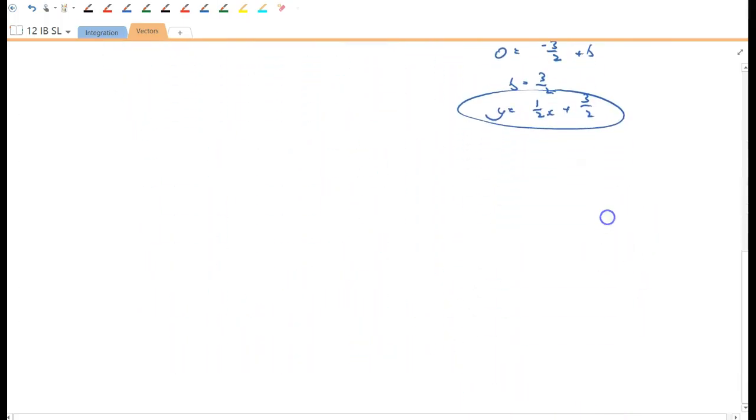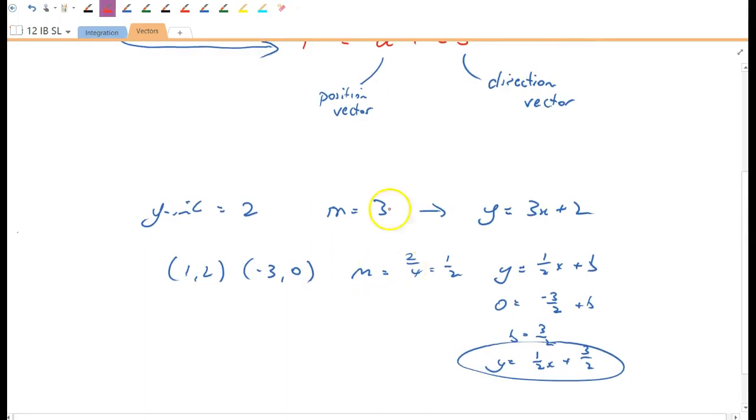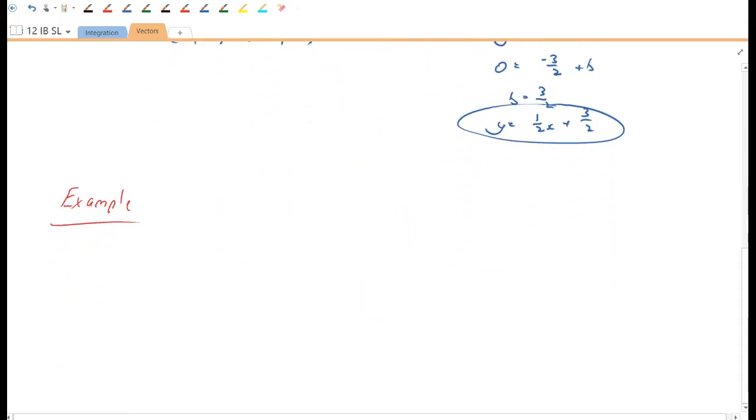So let's look at an example now. Forgive my rushed notes here, because all I was doing in this section, you didn't need to be taught this. I was just bringing it back to the surface so that we can tap into what's required for the vector equation of a line.